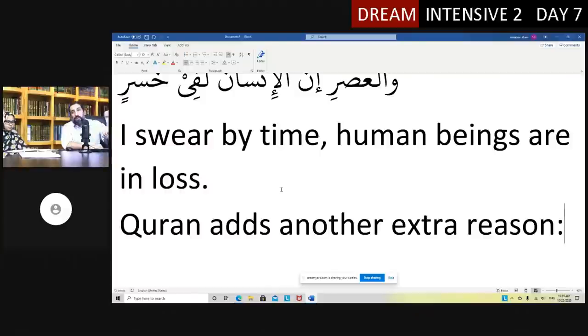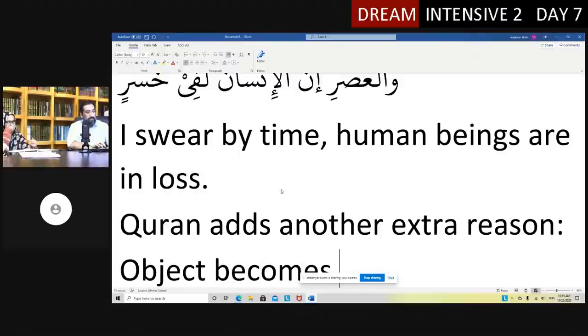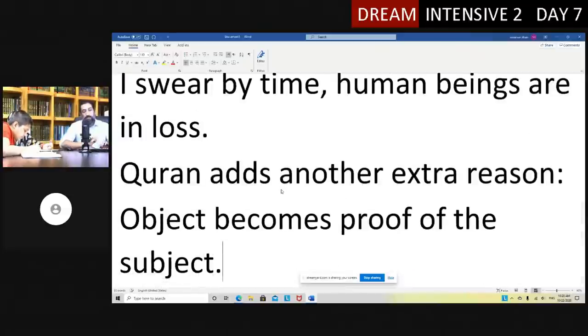But the Quran adds one more reason that never existed with people and never existed with the Arabs. The Quran added its own. And what's that? The object becomes proof of the subject. The object is evidence for the subject. The object is proof for the subject. Which is amazing. It changes your study of how you look at oaths. Every time you look at an oath in the Quran from now on, this is not even grammar now, this is a Quran study.